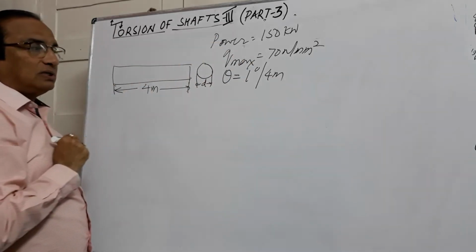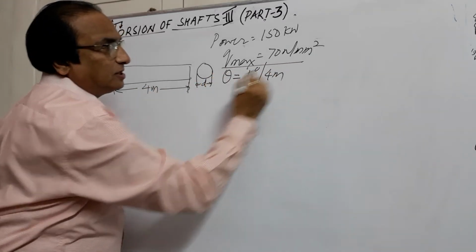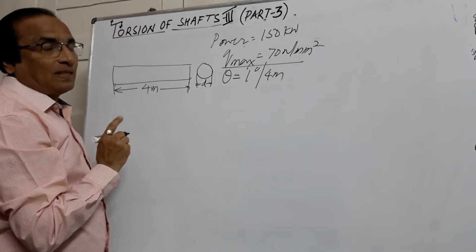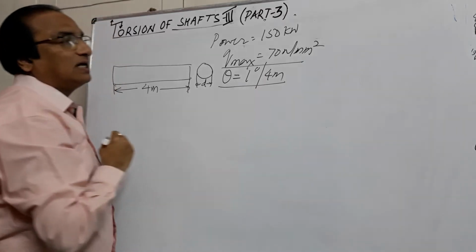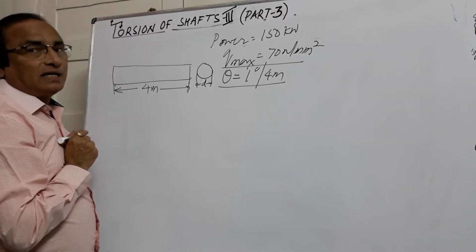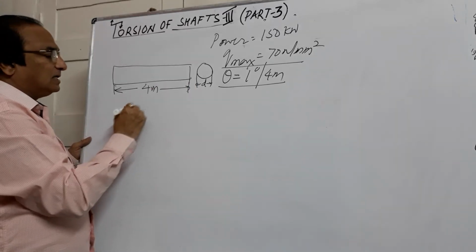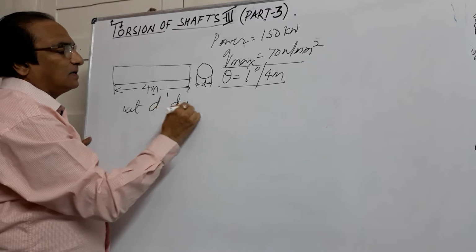Based upon this, you have to decide the diameter of the shaft. So one condition is maximum shear stress is 70 Newton per mm square, and the second condition is theta should be equal to 1 degree in a length of 4 meters. So we are required to find out the diameter of the shaft. Let D be the diameter of the shaft.